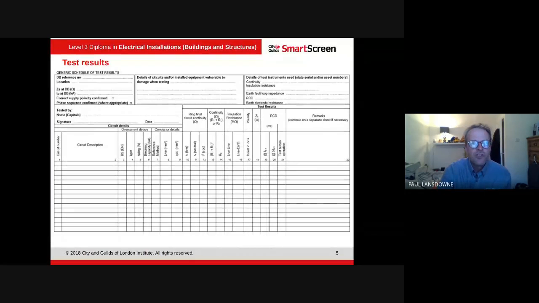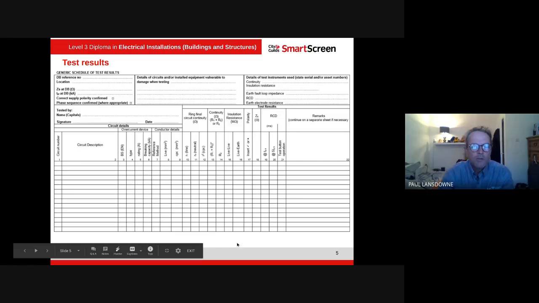So this is just a generic schedule of test results. When we're doing our testing, what it might be worth us doing is actually having a look at these test results and filling out some of these sheets. So what I'll do with Mark is we'll have a look at posting some of these sheets online, and maybe even just having a look at your own distribution board and filling out some of the circuit descriptions.